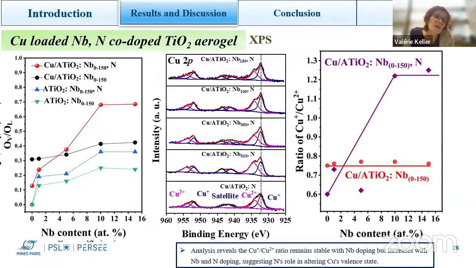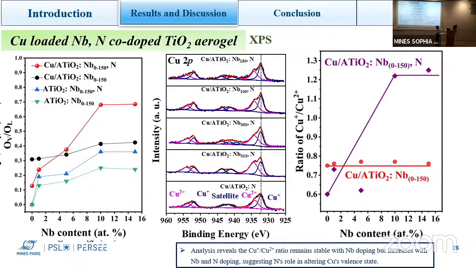So these XPS measurements have been done using ex situ XPS. That means that your samples have been stored under air. And are you sure that the oxygen vacancies could not be filled when the samples are stored in air, actually? Yes, it's a problem for XPS. It's probably not accurate to say the oxygen vacancy was already there.